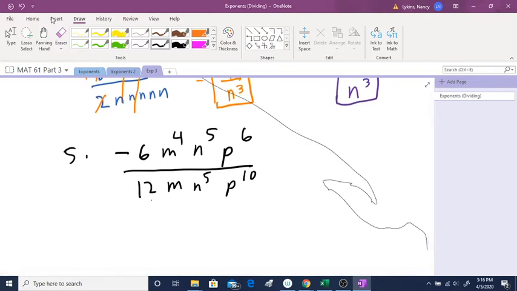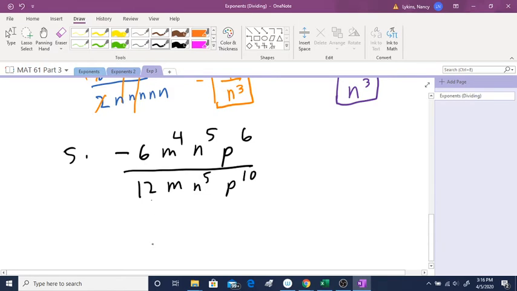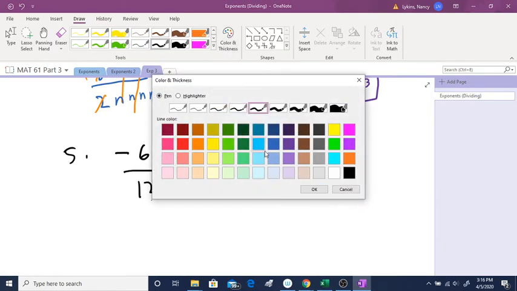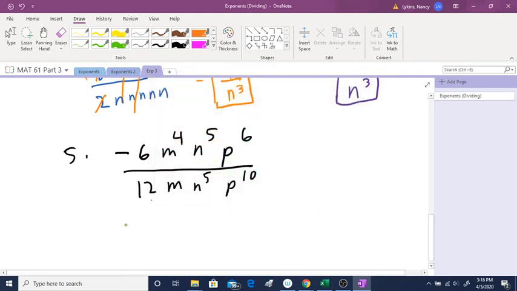So let's use my first method. Let's take negative 6 over 12. Now let's look at our m's. Right here, I've got 4 minus 1. I've got n, 5 minus 5. And my last one, I've got p, 6 minus 10.